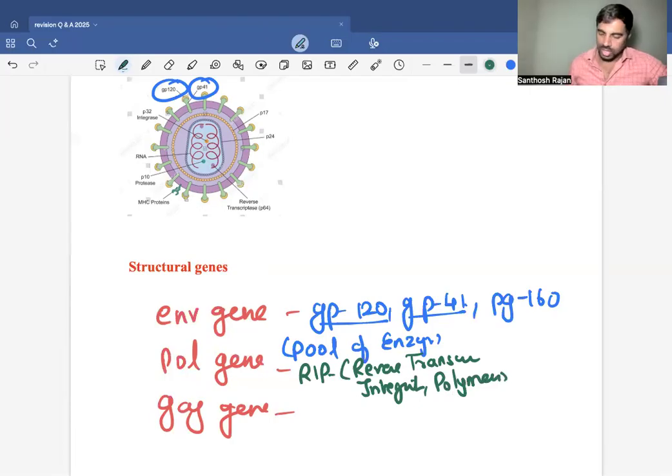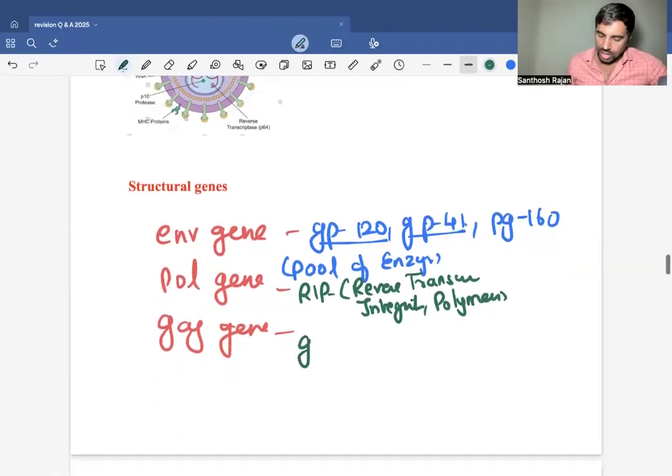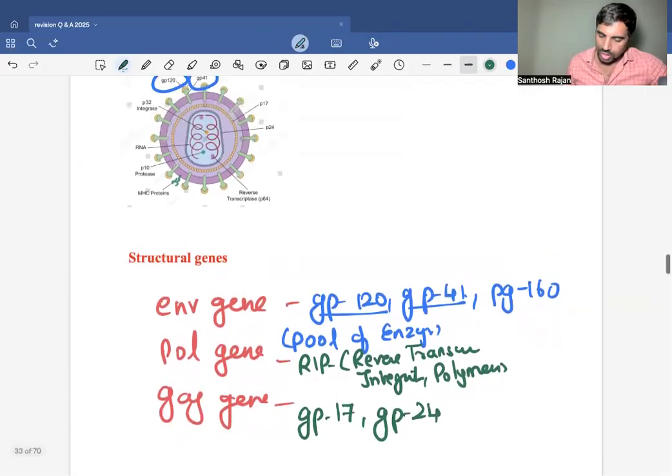These are the common enzymes. The gag gene, I always told you, Lady Gaga always says her age is 17 to 24. Always she tells this lie. So p17 to p24 is the gag gene. That's the important thing you should know. And p24 is very important for diagnostic purposes also.